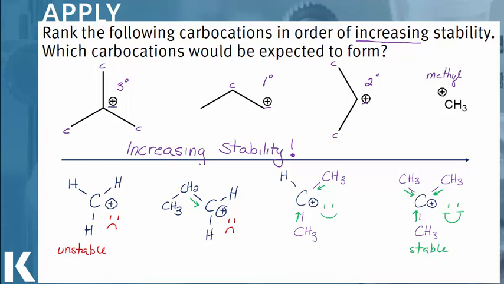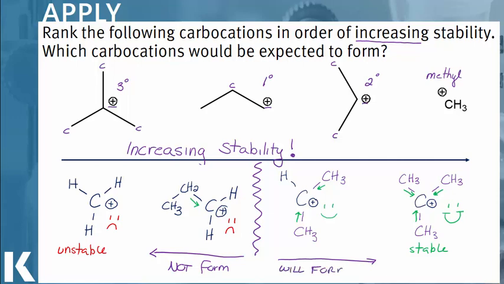Now we also need to determine which of these carbocations would be expected to form, and that decision can be made along this line. So methyl and primary carbocations will not form in solution, whereas secondary and tertiary have enough R groups to donate electron density to stabilize, and these will form in solution. So now you should feel more comfortable ranking carbocation stability and determining what types of carbocations will form in solution.